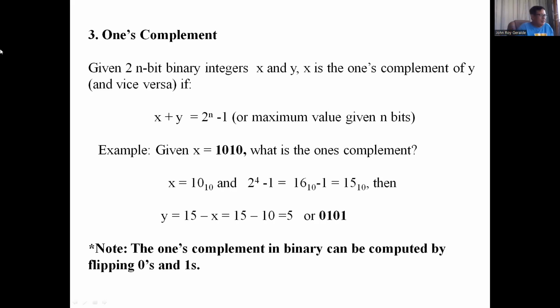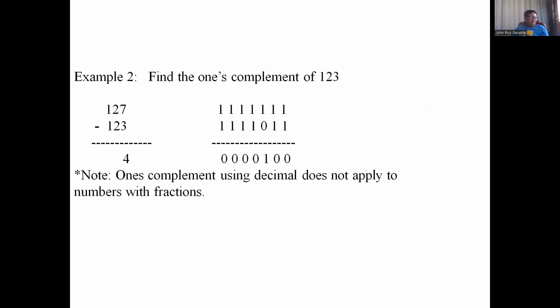Okay, but this is defined by these characteristics. Find the ones complement of 123. The next power of 2 is 128, so the maximum is 127. 127 minus 123 is 4. Look at that: 123 is 1111011 and 4 is 0000100. So it's just a flipping of zeros and ones. You don't even have to subtract. However, the ones complement using decimal does not apply to numbers with fractions. It does not apply to fractions. Okay?